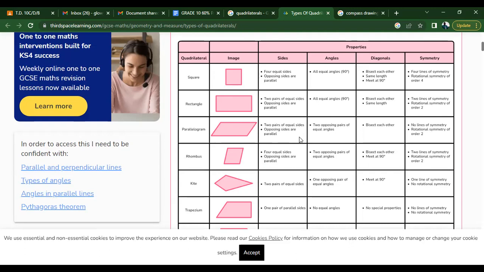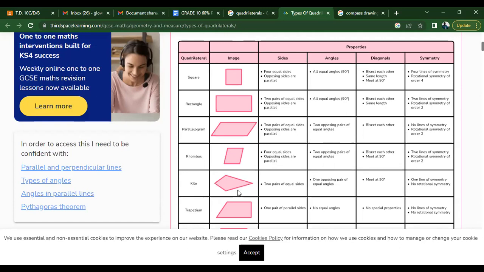A rhombus has four equal sides like a square. The rhombus is like a square bent out of shape. It's like if you tilt your head to the right, it's kind of like a diamond. See? So that's a rhombus. Four equal sides. Opposing sides are parallel. The lines on the left and on the right are parallel to each other, running in the same direction. Lines at the top and at the bottom run in the same direction. They are parallel. And just like the parallelogram, two opposing pairs of equal angles.